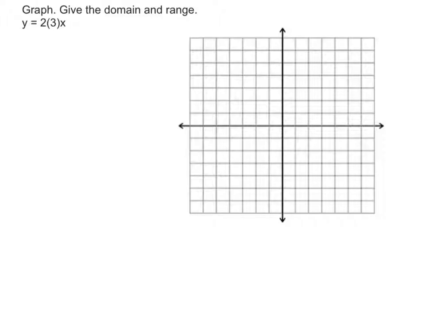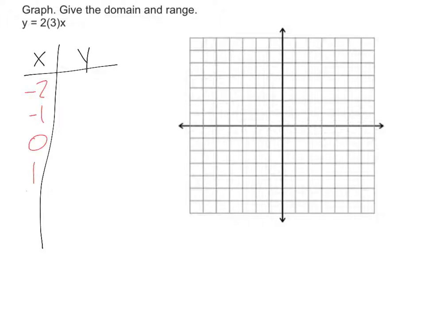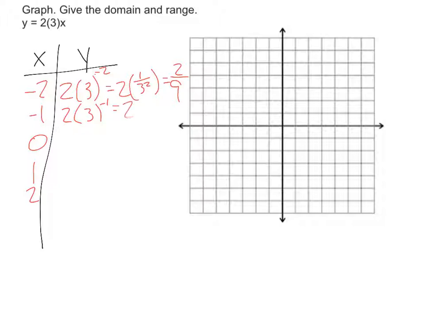So here I have another exponential function. Notice it's changed a little bit. I now have 2 times 3 to the x. Once again, I'll make my xy chart. Okay, and we'll put these numbers in. So I have 2 times 3 to the -2 power. If I take something to the -2, again, it's the reciprocal. So I have 2 times 1 over 3 squared, which means I'm going to have 2 on top and 9 on bottom.